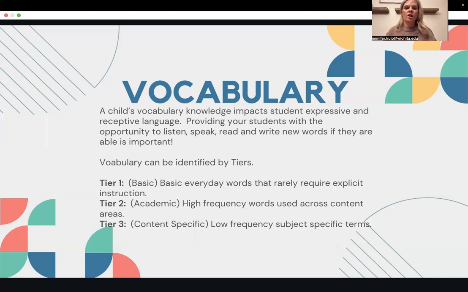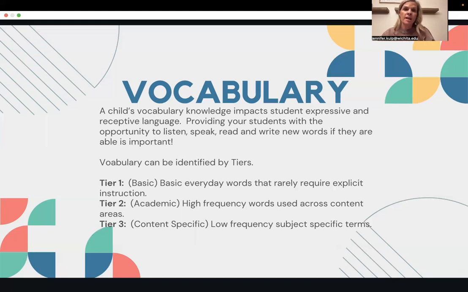These words are maybe words that aren't as frequent, but they are important for understanding. So those content specific words might be the words that you include here in this vocabulary section. Vocabulary activities will be explicit, so make sure that you are pronouncing the word, that you are giving a student-friendly definition, and then that you are doing some sort of work with this word.